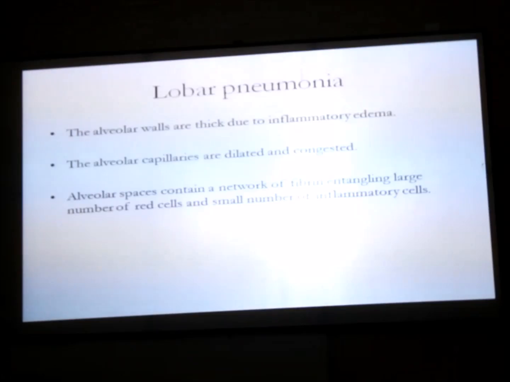What is lobar pneumonia? It is inflammation of the lung parenchyma. When the infectious agent enters the lungs, there will be inflammation in the form of acute inflammation. So here all these are alveoli, but these alveoli are filled with inflammatory cells. They are filled with exudate. So these alveoli are not like this. In emphysema, there is rupture of alveoli, they are filled with air. But here it is filled with exudate and inflammatory cells.